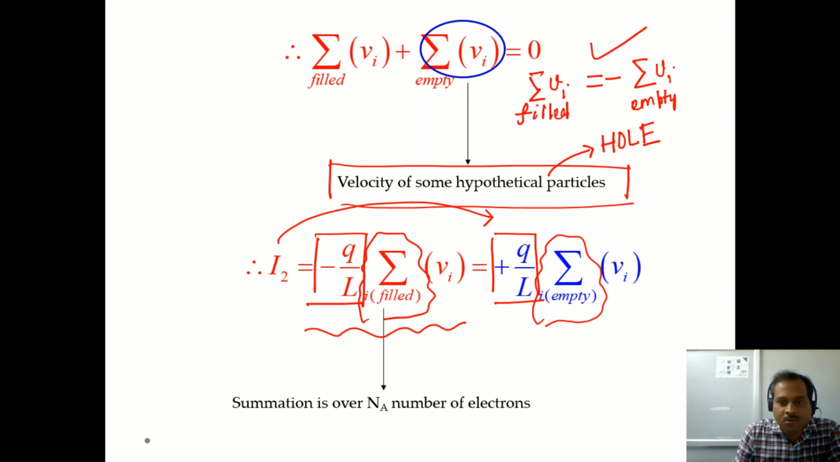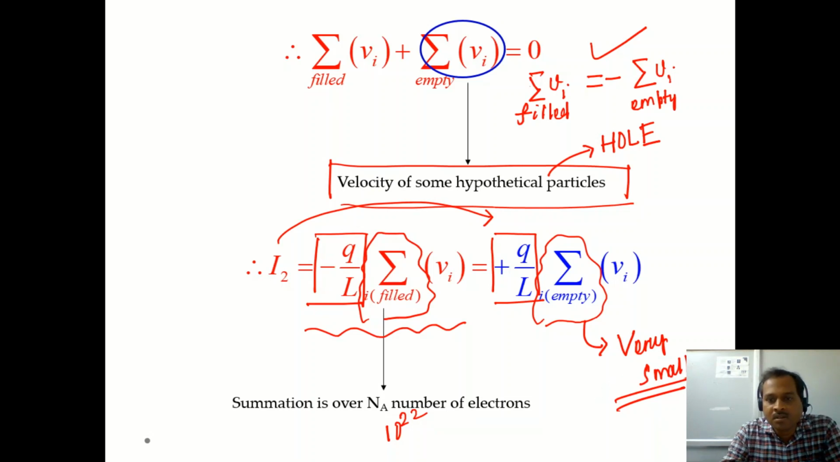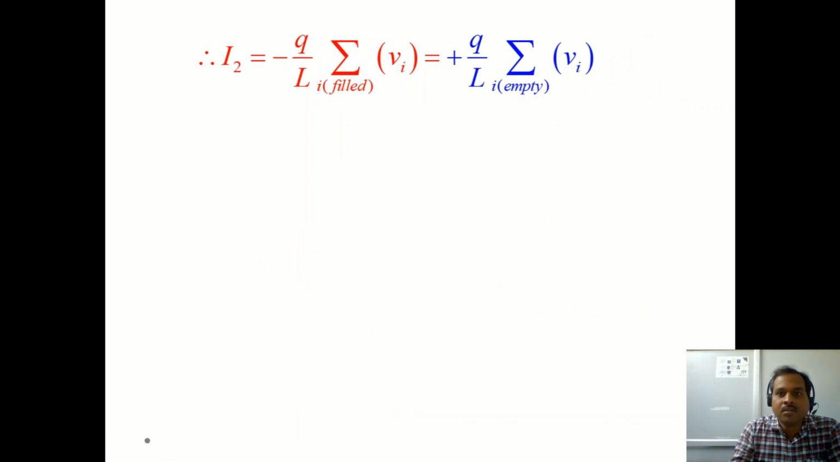So what is the advantage we get by this? Here we are going to sum over around 10 to the power 22 atoms, whereas this number is very small. This number is related to the thermal energy. So very few electrons will go from the valence band, or the band having lower energy, to the higher energy. So this summation will be pretty simple rather than summing over 10 to the power 22 electrons. And we can rewrite this current as plus q by L sum over all the empty states in band 2 of the corresponding velocity.